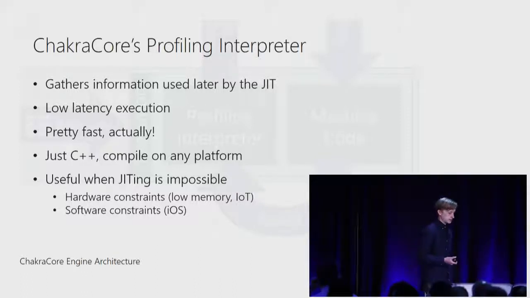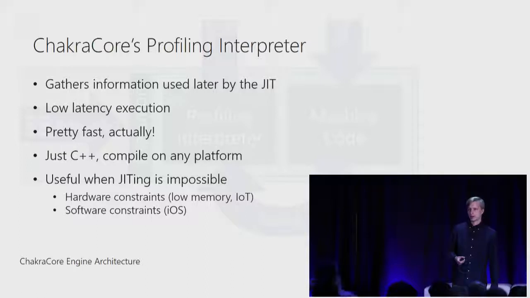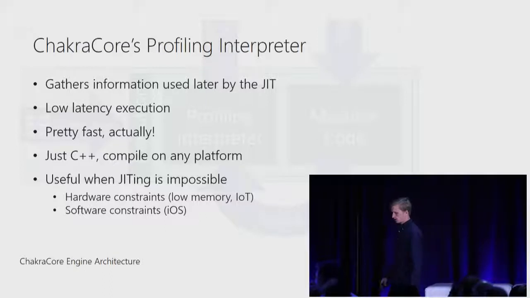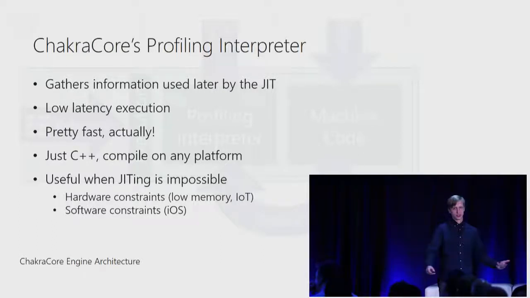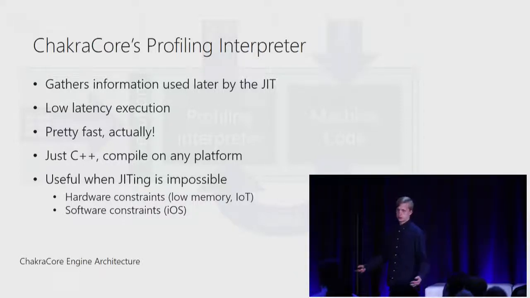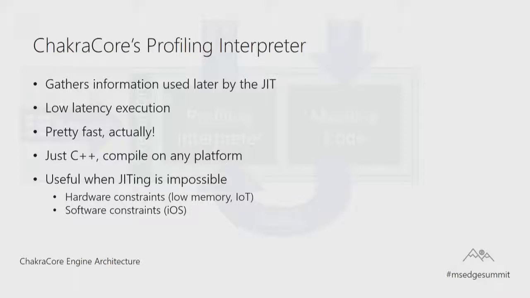There are devices out there that just don't have the amount of memory necessary to even JIT in the first place. Or maybe the trade-off doesn't make that much sense for those applications. IoT devices are another class of devices where often the interpreter is just fine. There's also software constraints, like you can't JIT in the iOS App Store. But you can actually run ChakraCore inside of iOS apps because it's just C++ and it's an interpreter, not a JIT. So ChakraCore has actually been deployed in applications in the iOS App Store, which I think is pretty cool.